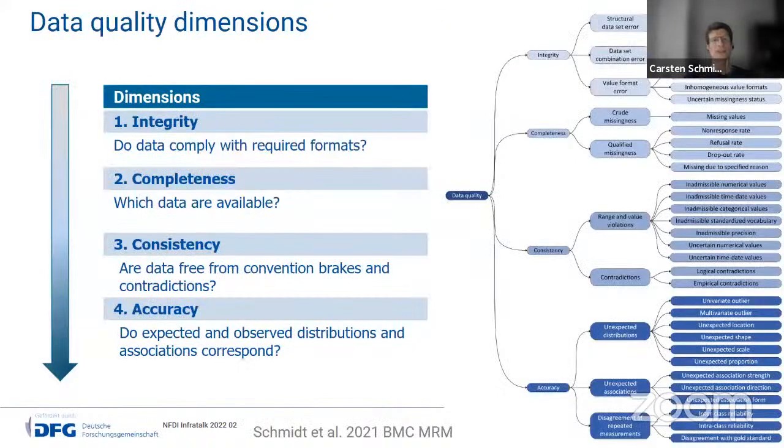And we used this to set up a concept where we distinguished some core dimensions. This starts with integrity. So is data formally suitable for intended analysis? Then completeness, is necessary data available? And consistency, is data free of convention breaks and contradictions? And the last thing is accuracy. Are you in line with expected observed distribution?